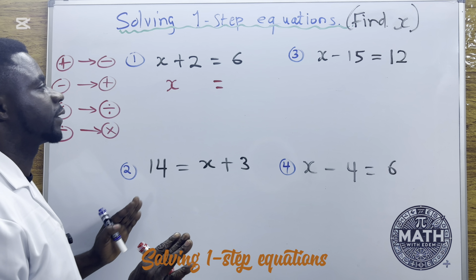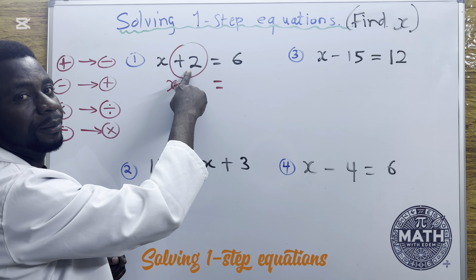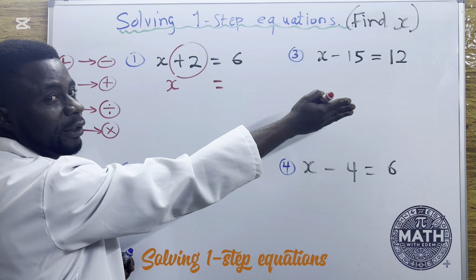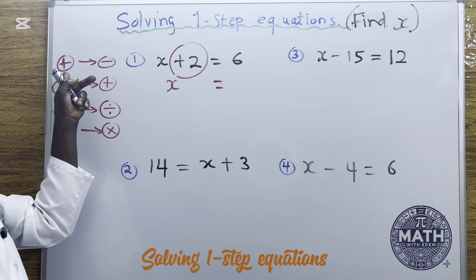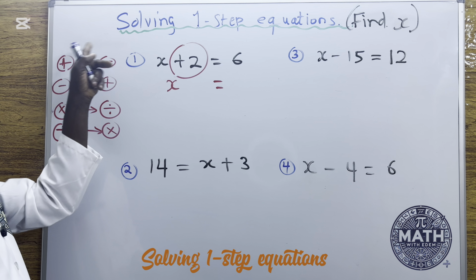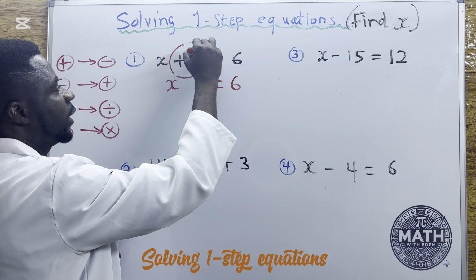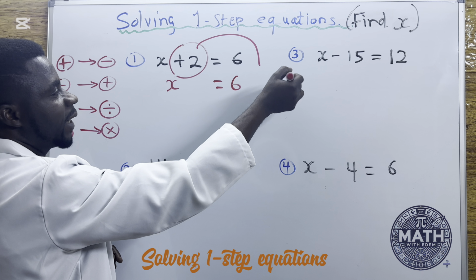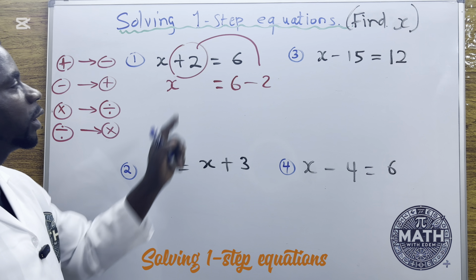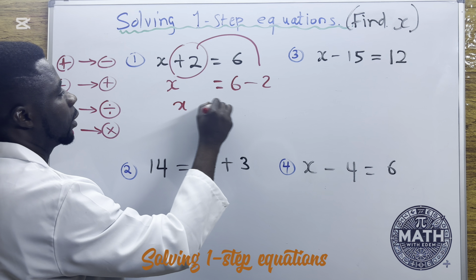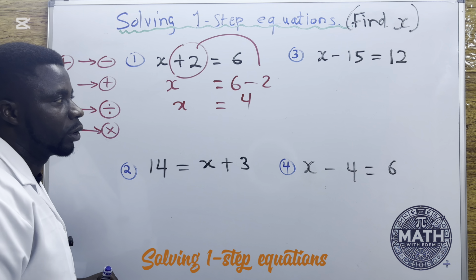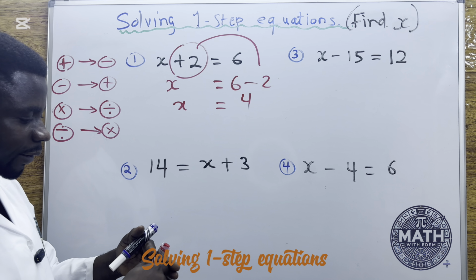Now we will take the 2 and send it to the right side of the equal sign. We already know that when you are adding in equations, it results in subtraction. Because this is plus 2, when we take it to the right side of the equal sign, it becomes minus. So bring the 6 down and then bring the 2 to the right side. It becomes negative 2. So our x equals 6 minus 2, which gives us 4. So the value of x is 4. Great. Now let's go to the next one.